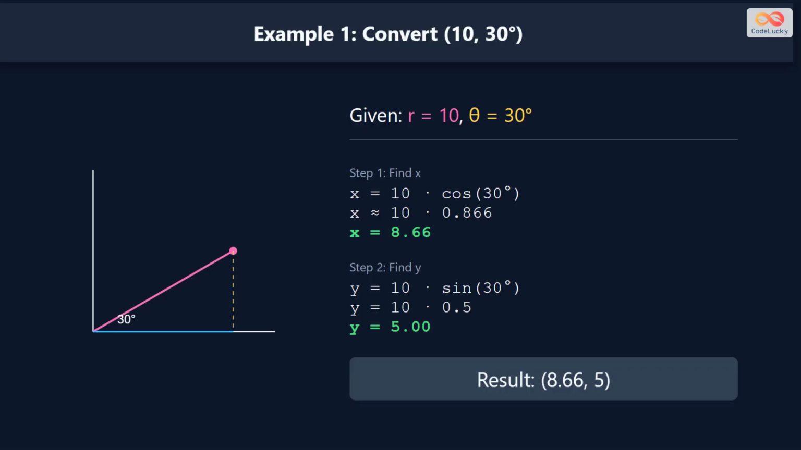Let's try an example. Suppose we have a point with a radius of 10 at an angle of 30 degrees. To find x, we calculate 10 times cosine of 30 degrees, which gives us approximately 8.66. To find y, we calculate 10 times sine of 30 degrees, which is exactly 5. So, our rectangular coordinates are 8.66, 5.